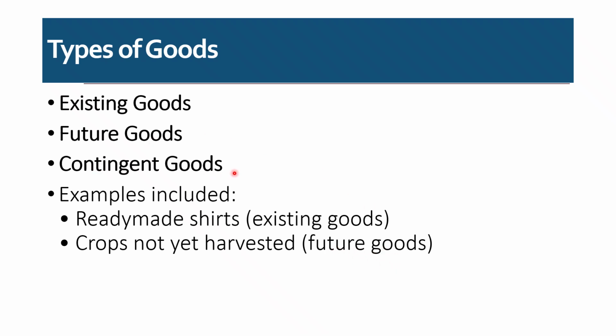Then the next one is contingent goods. These are goods that depend on a certain event for existence. For example, sale of fish in a pond. It is subject to catching them successfully. So wherever there is a condition for the successful achievement, that comes under contingent goods. Understanding these categories is important because the rules of ownership and risk transfer vary for each type of goods.